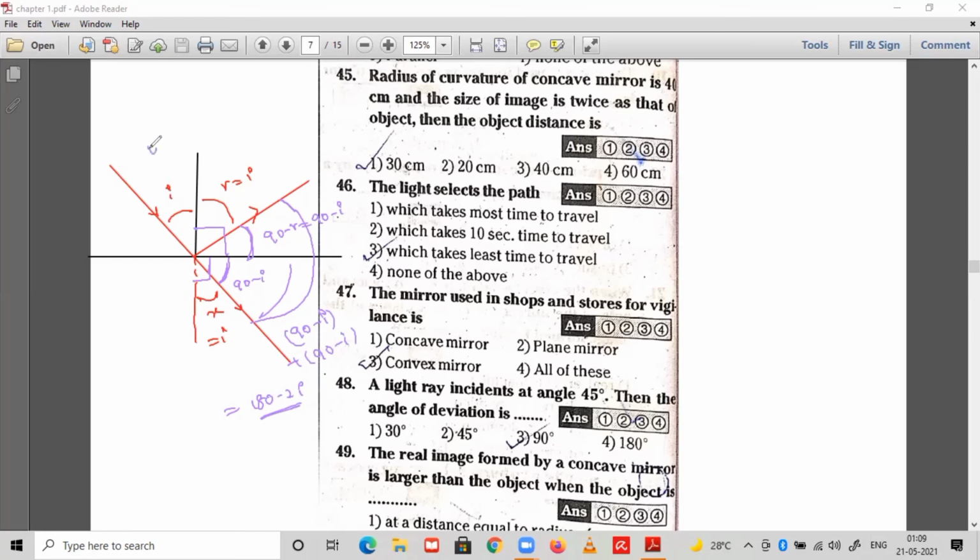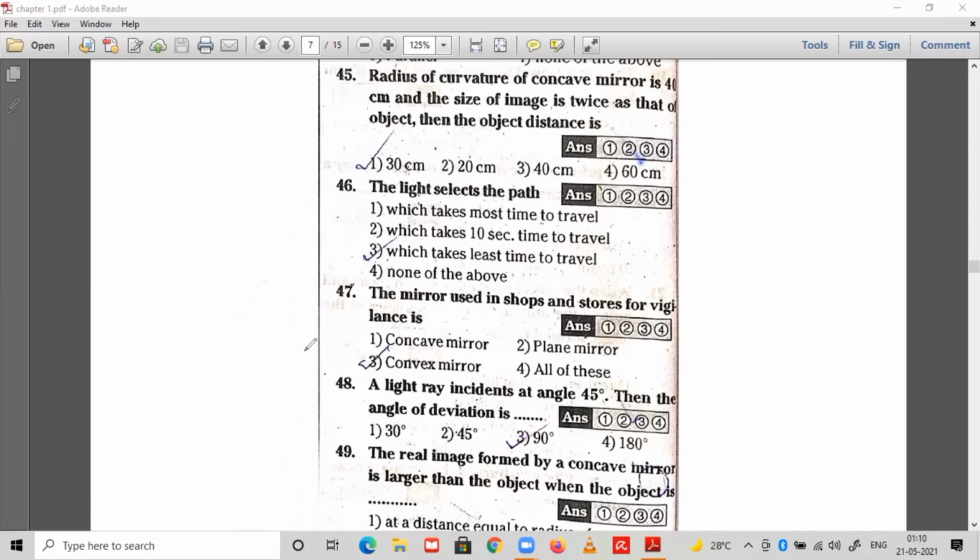So here the angle of incidence is mentioned as 45 degrees. 180 minus 2 into 45. What is the answer? 180 minus 90. The angle of deviation of the ray is 90 degrees. Option 3 is the correct option. Remember this formula. The angle of deviation for the plane mirror is 180 minus 2i.